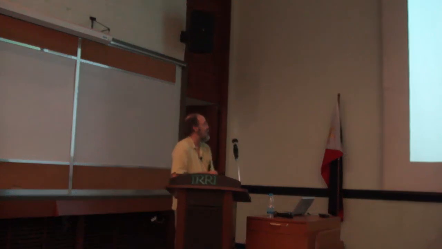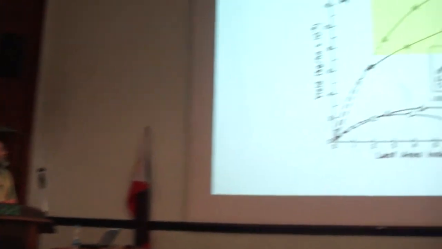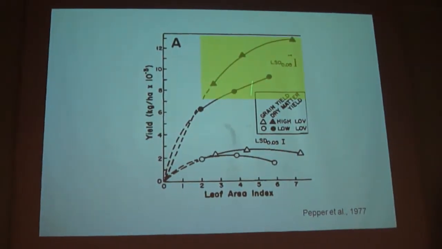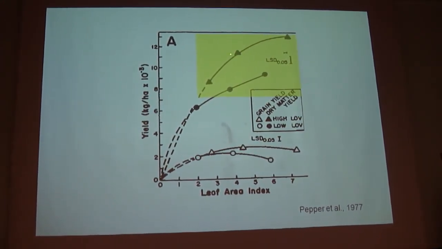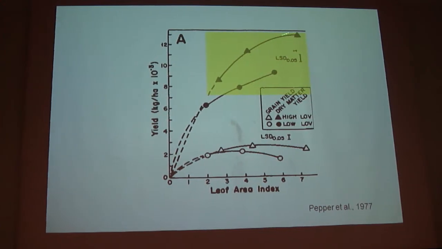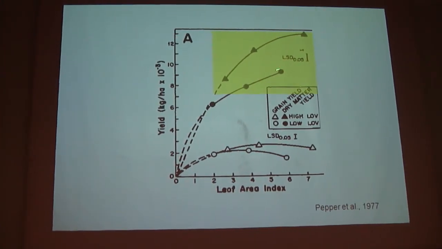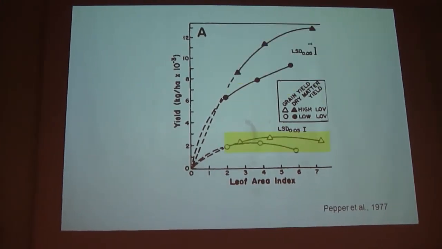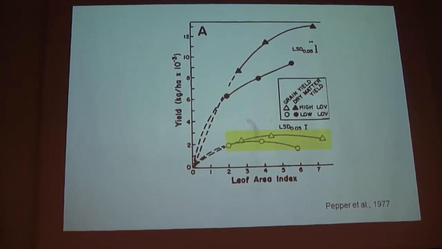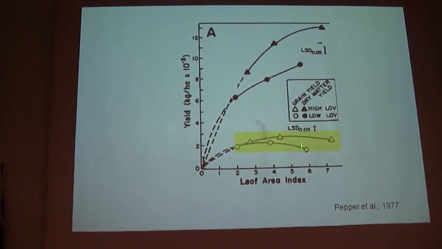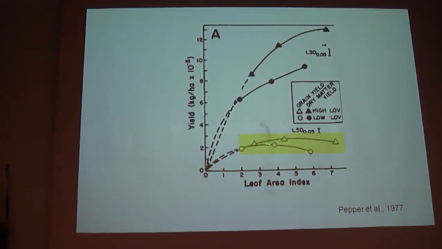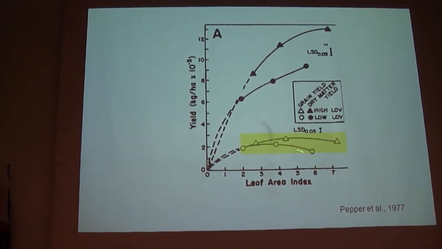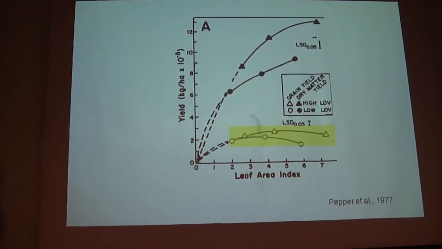The low-density trade-off. But at the range that they looked at, up at the higher densities, the higher leaf areas, the erect leaf had substantially higher biomass production than the horizontal leaf. And the same thing was true for grain yield. And in fact, you see a decline here at high leaf area index in the horizontal leaf cultivar.